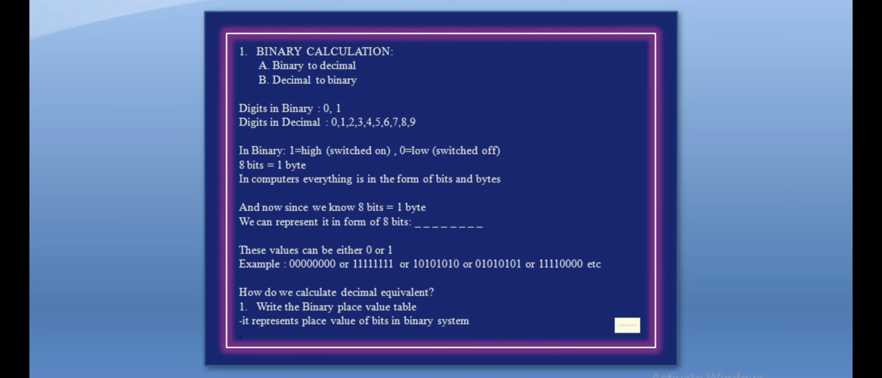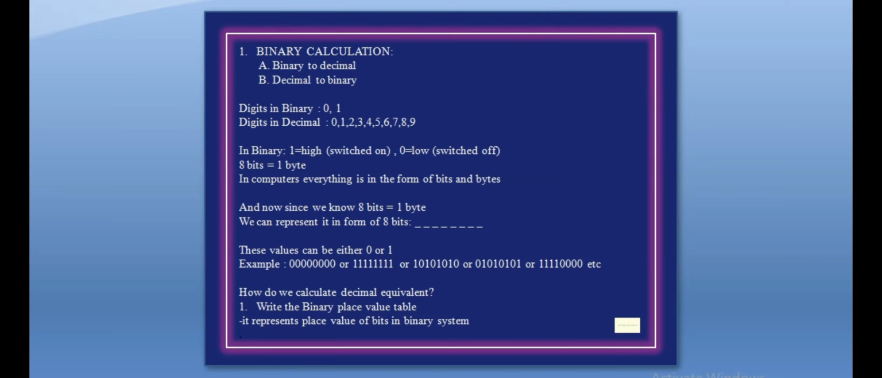Let's talk about the digits that are in the binary number system. Binary means two, or anything that consists of two parts, meaning the binary number system has two digits, that is zeros and ones. Decimal number system is the one that we normally use, like zero, one, two, three, all the way up to 9, meaning there are a total of 10 digits in the decimal number system. In computers, everything is denoted in the form of bits and bytes. In binary, ones and zeros represent the bits, and 8 bits equal 1 byte. And now that we know that 8 bits equal 1 byte, the value of these 8 bits can be either zeros or ones. Now, how do we calculate the decimal equivalent?